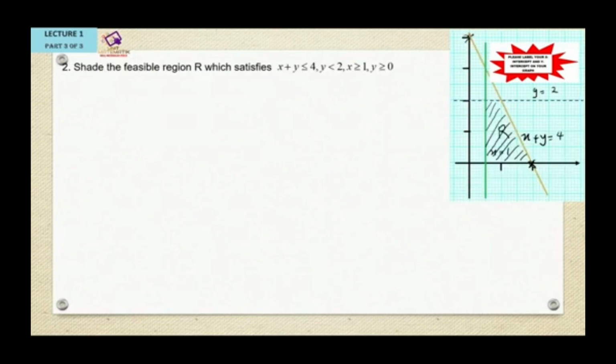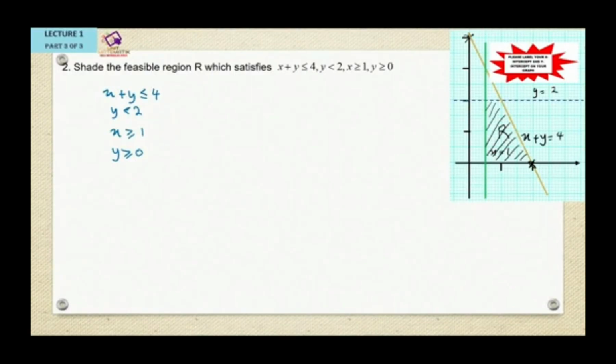Next, for number 2, we have x plus y less than or equal to 4, y less than 2x, x greater than or equal to 1, and y greater than or equal to 0. So we have 4 inequalities that we need to consider. Please ensure you do all the steps. Okay, students, I will leave it to you. And then I will just show you the graph that you will get.